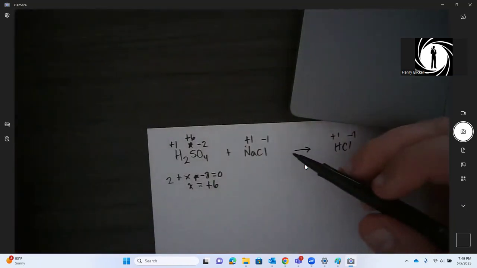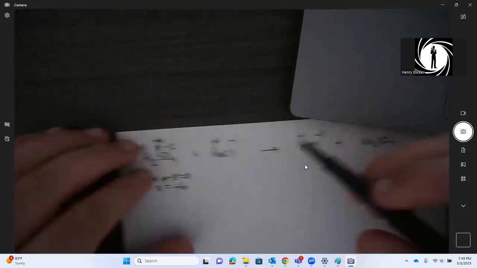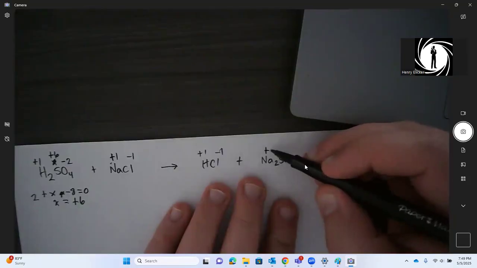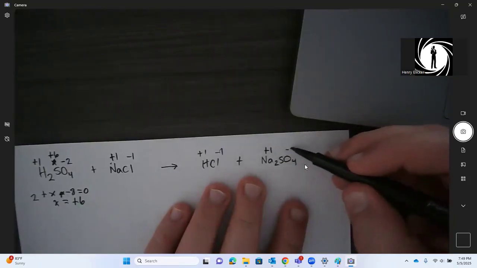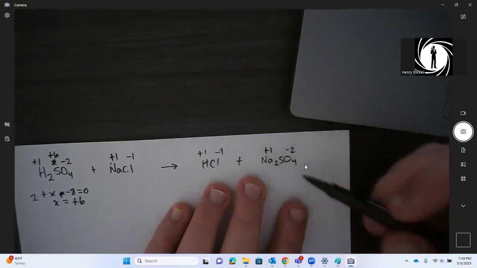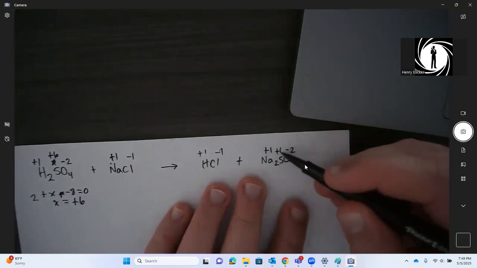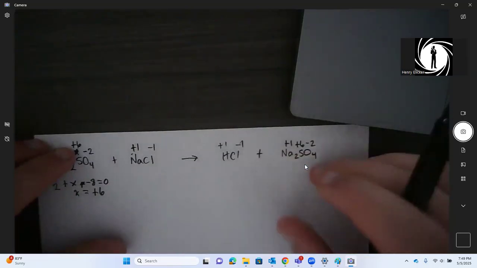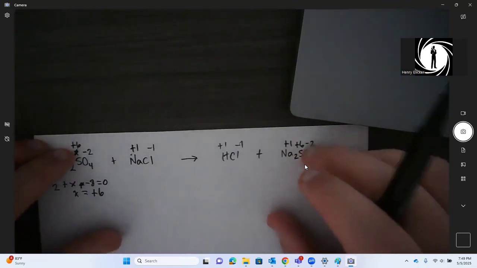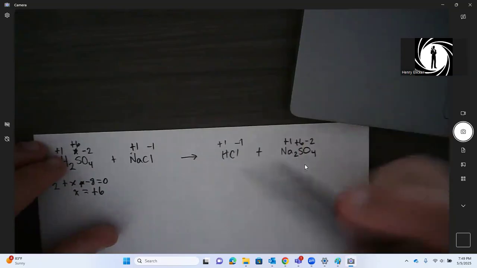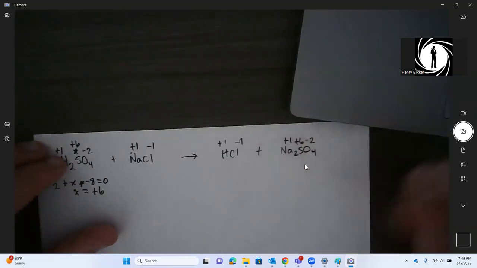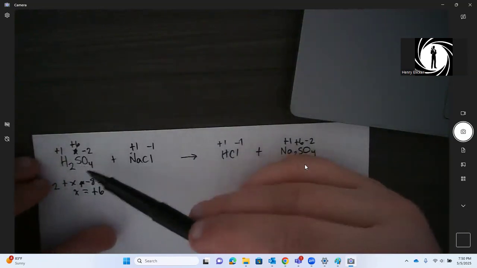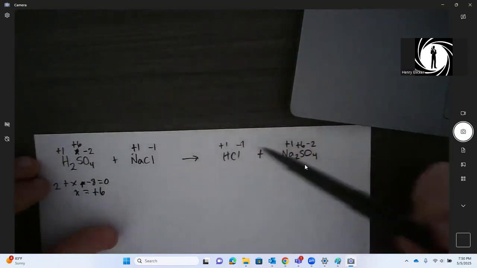Now the question is, let's look at what happens on the other side. Sodium is still +1. Oxygen is always -2. If you do the math, it's actually the same. Sulfur is still +6. Is this a redox reaction? The question is, do the oxidation numbers change between the reactants and products? The answer is no. Sodium is +1 to +1, no change. Hydrogen is +1 and it was +1 before. Sulfur is +6 and +6.